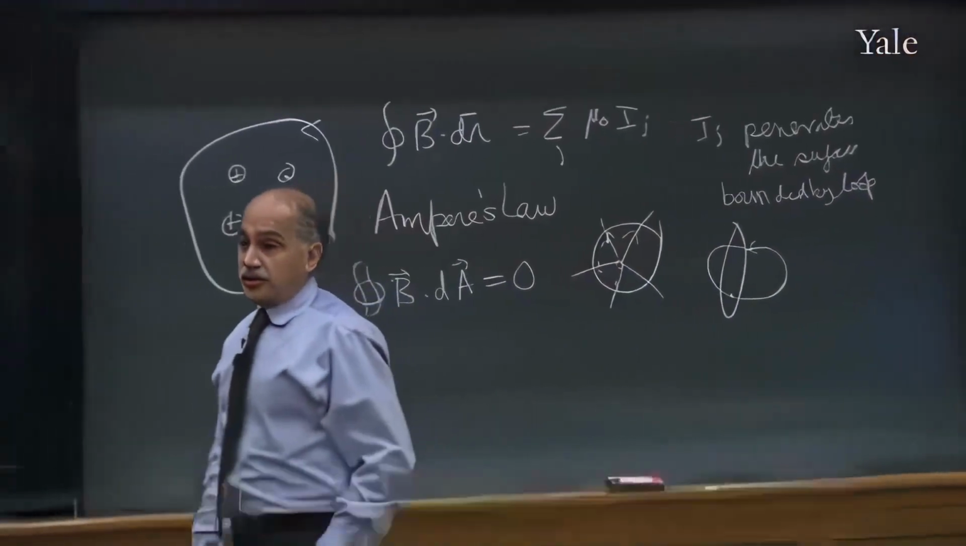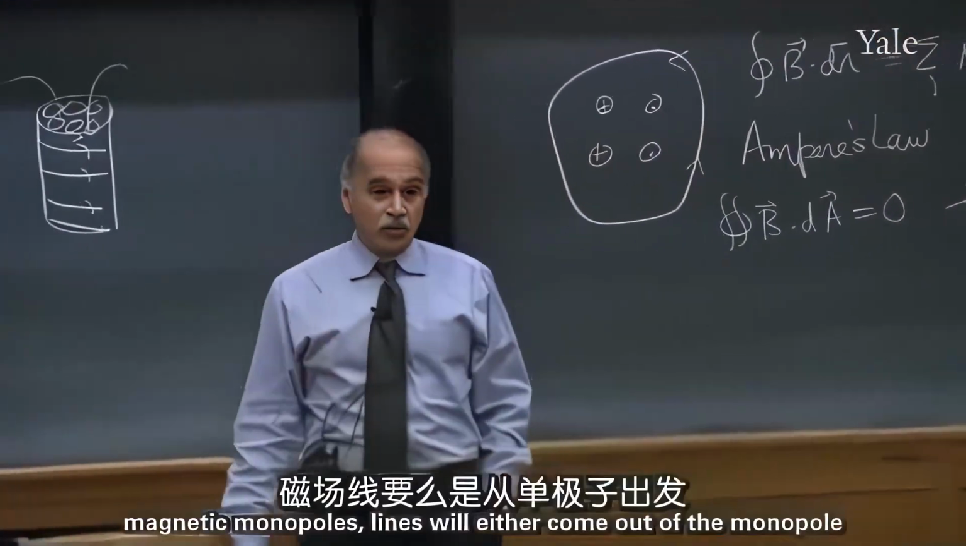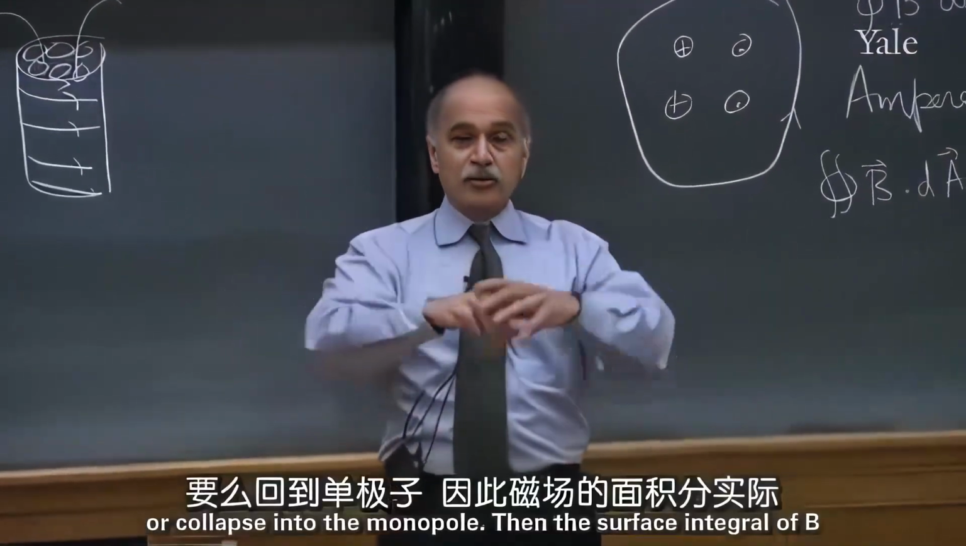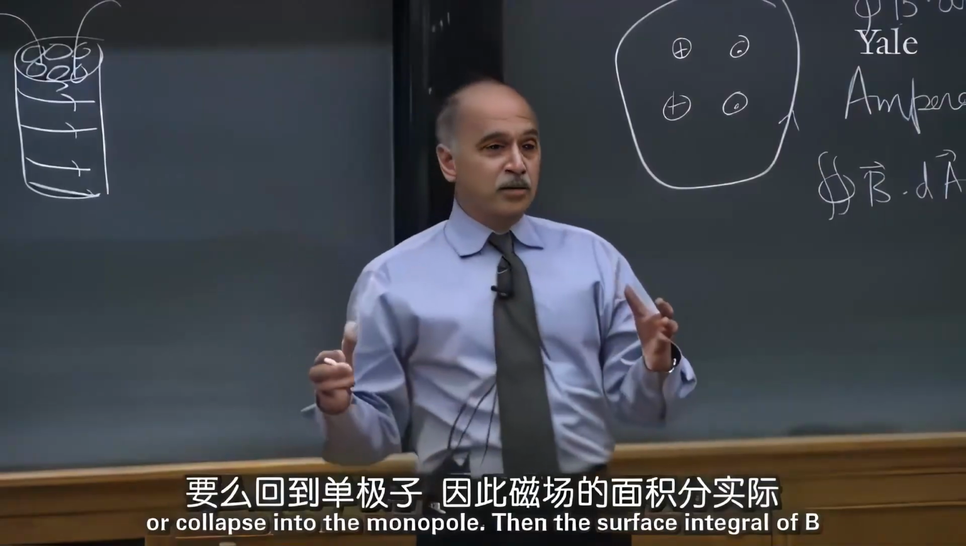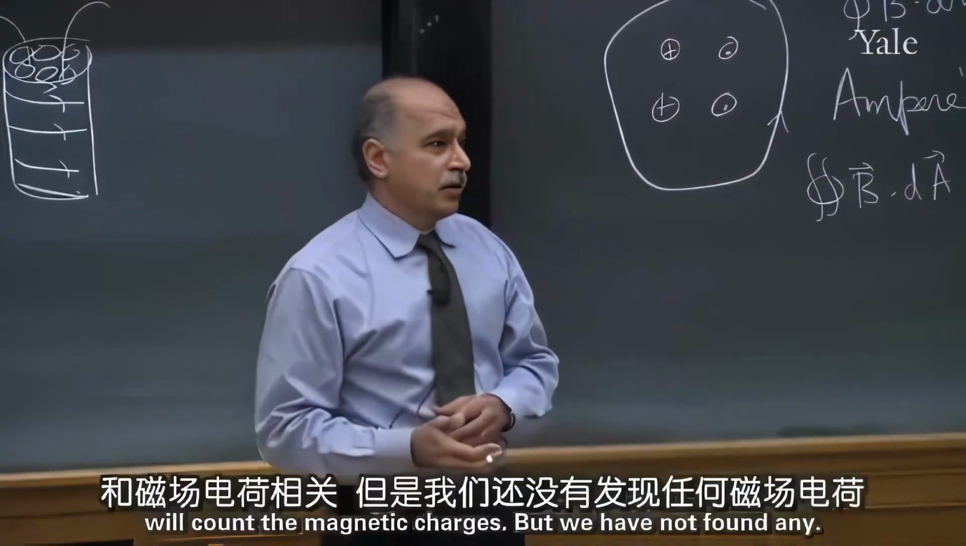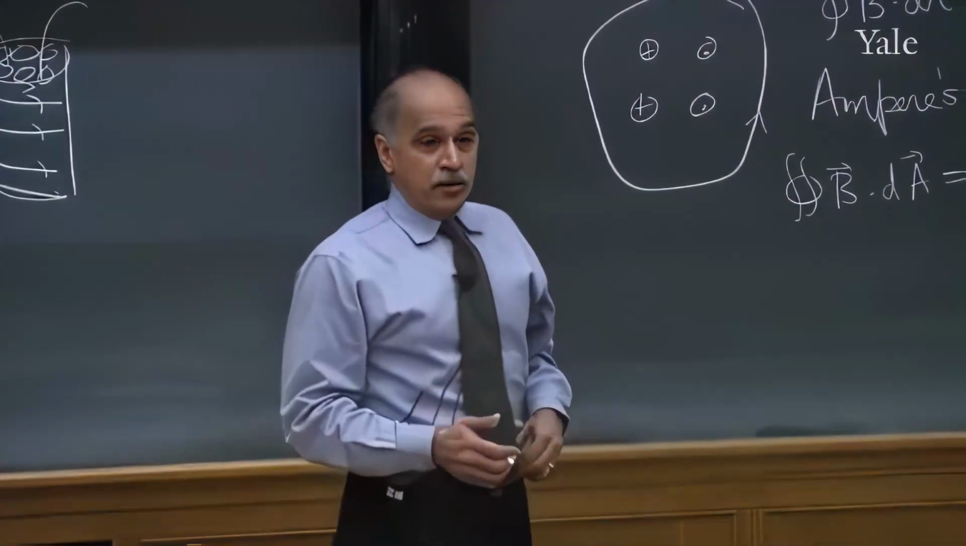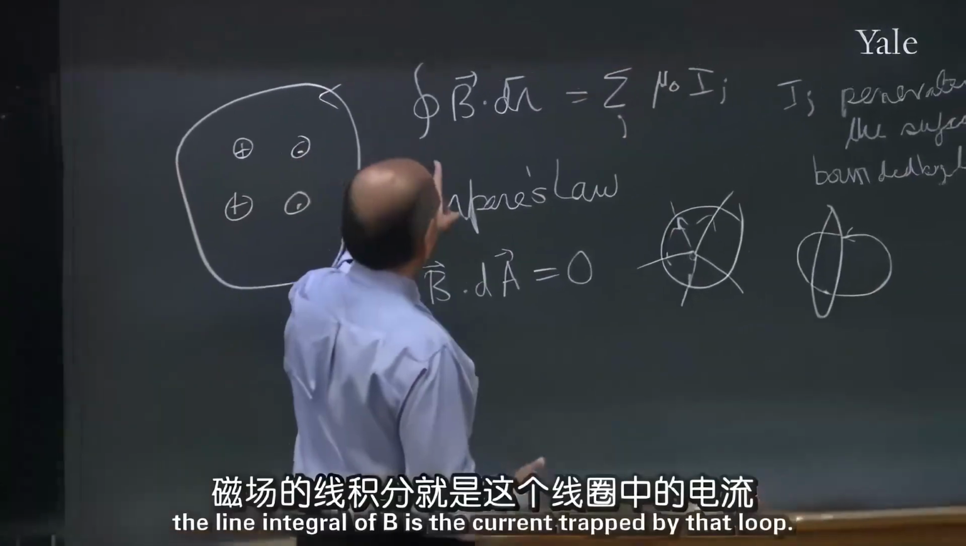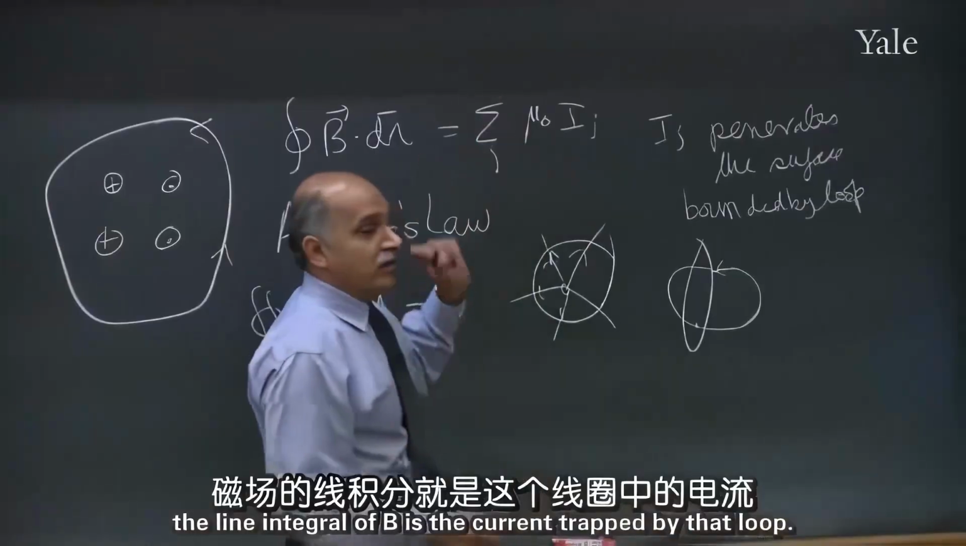Had there been magnetic charges, magnetic monopoles, lines would either come out of the monopole or collapse into a monopole. Then the surface integral of B would count the magnetic charges. But we have not found any. So as of now, the surface integral of B is 0. The line integral of B is the current trapped by that loop.